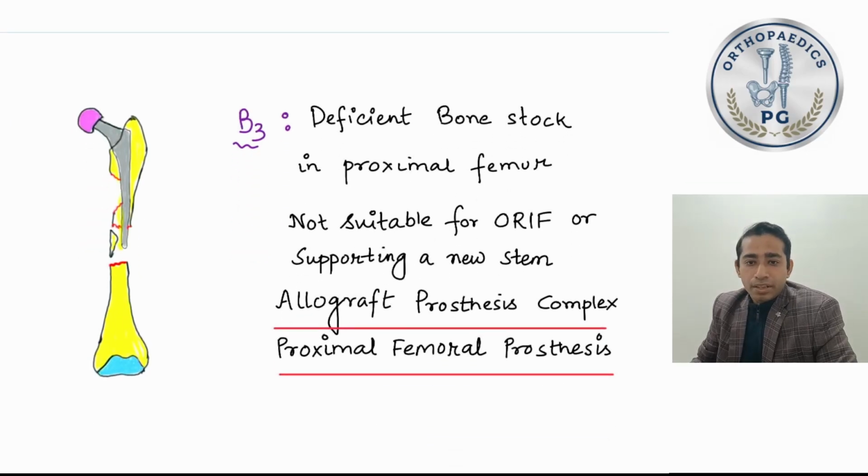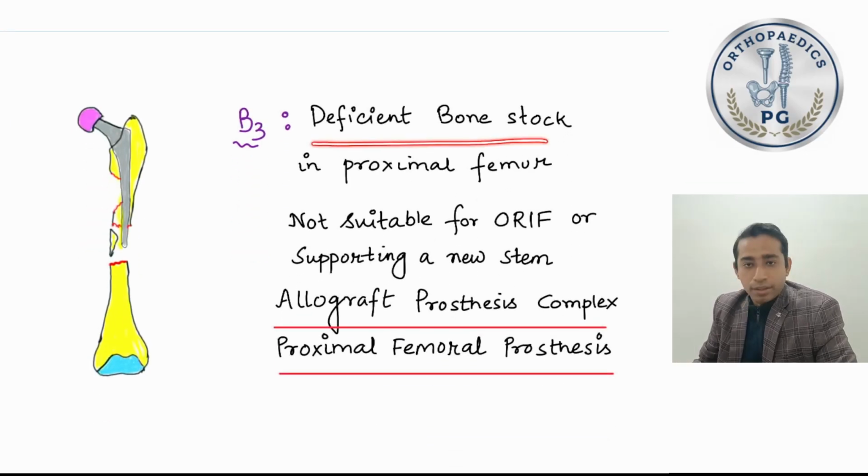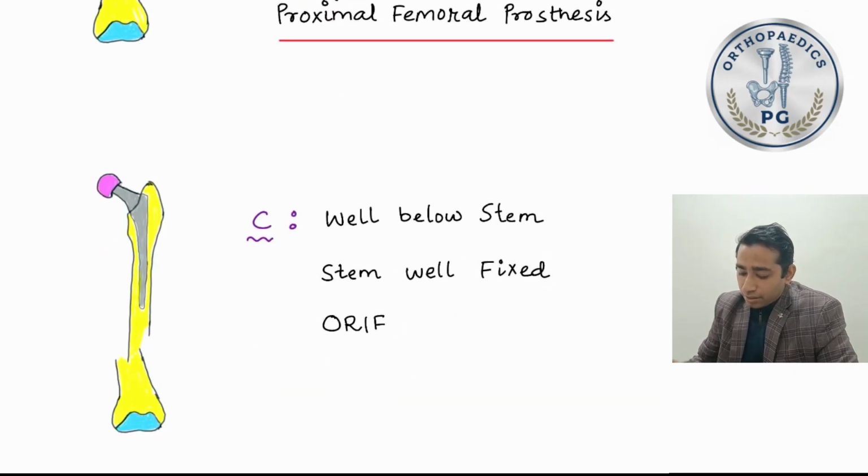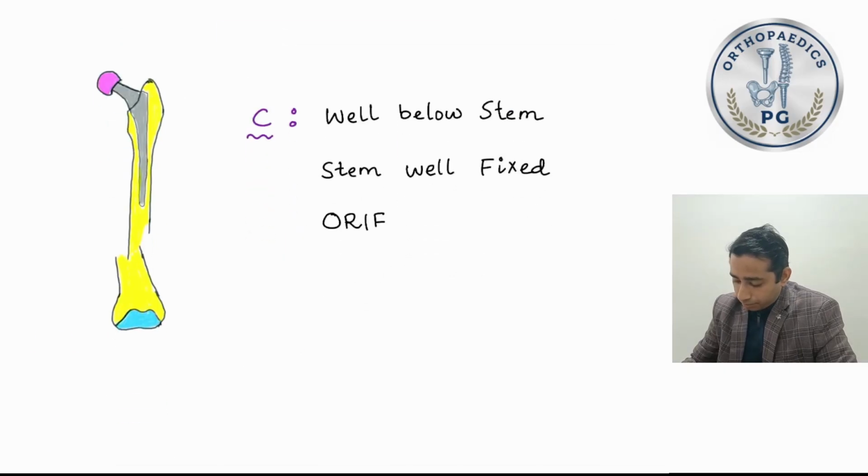In type B3, there is a deficient bone stock in the proximal femur and is not suitable for either ORIF or a new stem. And the options are allograft prosthesis complex or APC or proximal femoral prosthesis. In type C, the fracture is well below the stem and generally the stem is well fixed and the treatment is an open reduction and internal fixation with a rigid fixation.